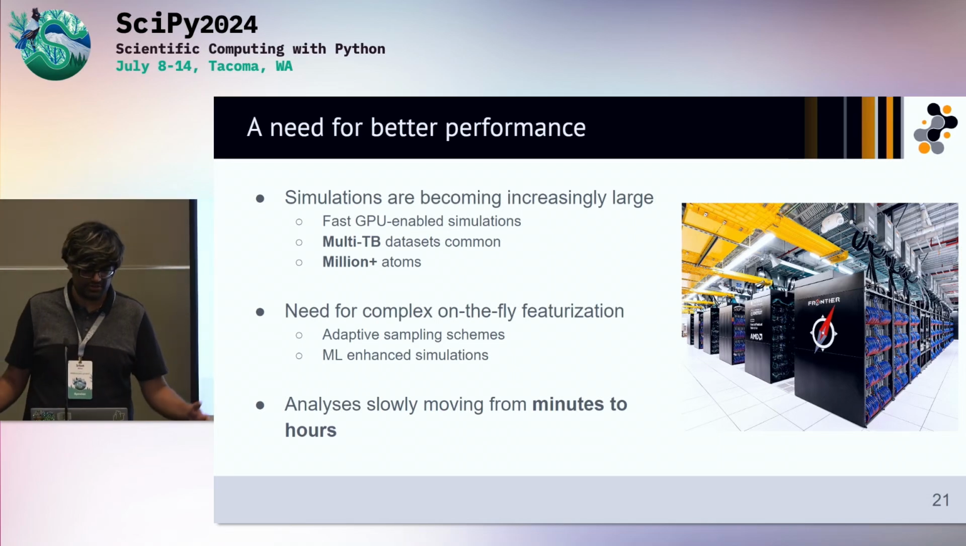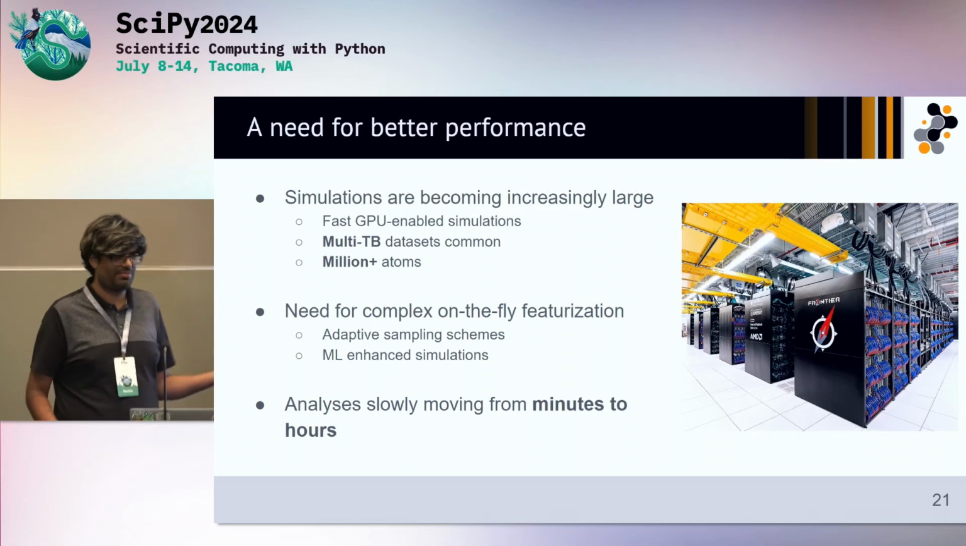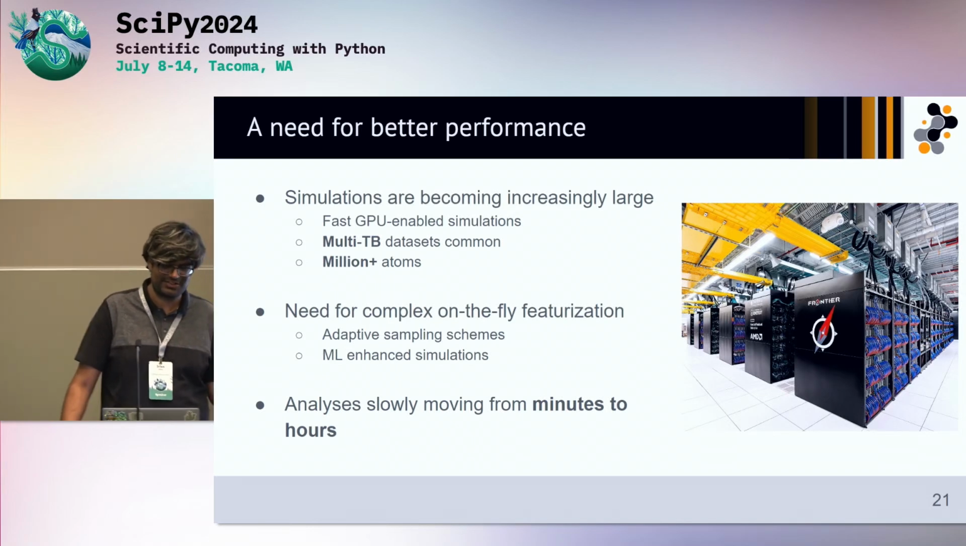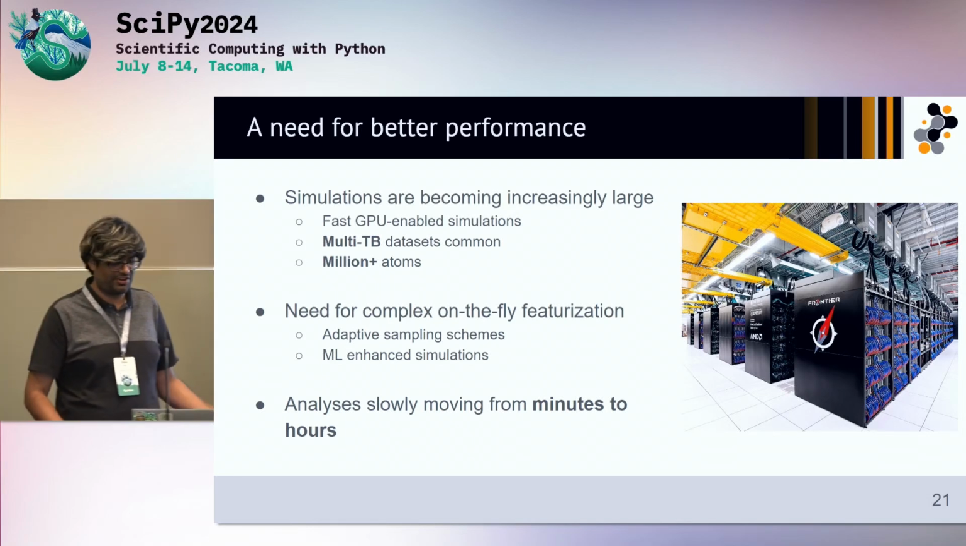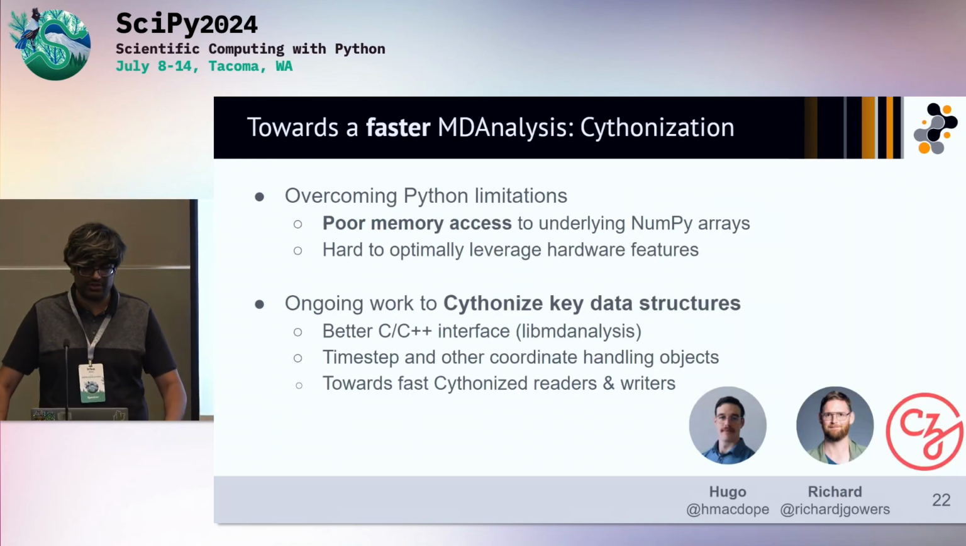And we need to do complex on-the-fly featurization quickly. And right now, what's happening is we're moving from what should have taken seconds through to minutes and even hours of analysis. And so we need to fix that in some way. So one way we're doing this is by overhauling our data structures.